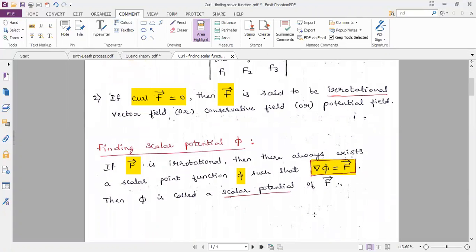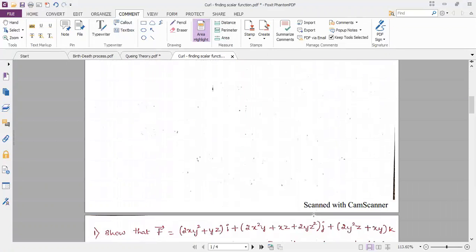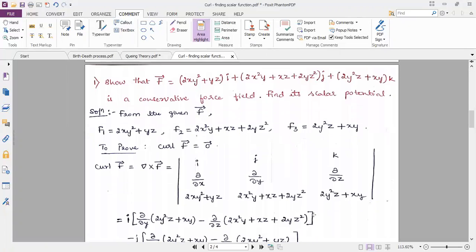Let's do the problems on finding the scalar potential phi and proving irrotational or the conservative force field. Now vector F is given by (2xy² + yz)i + (2x²y + xz + 2yz²)j + (2y²z + xy)k. We need to show that vector F is a conservative force field, also called an irrotational vector. Hence, we need to find the scalar potential phi.